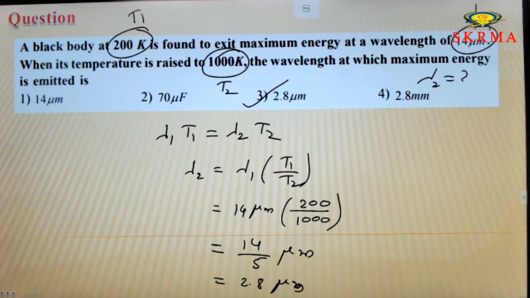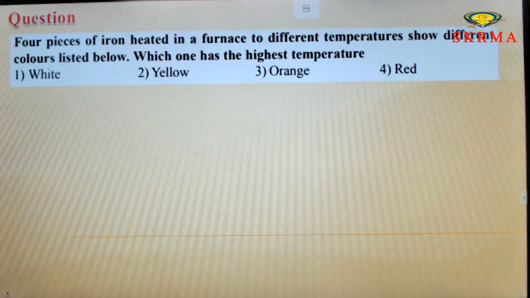Third option is the correct one. Next, 4 pieces of iron heated in a furnace to different temperatures show different colors as listed below. Then which one has the highest temperature?